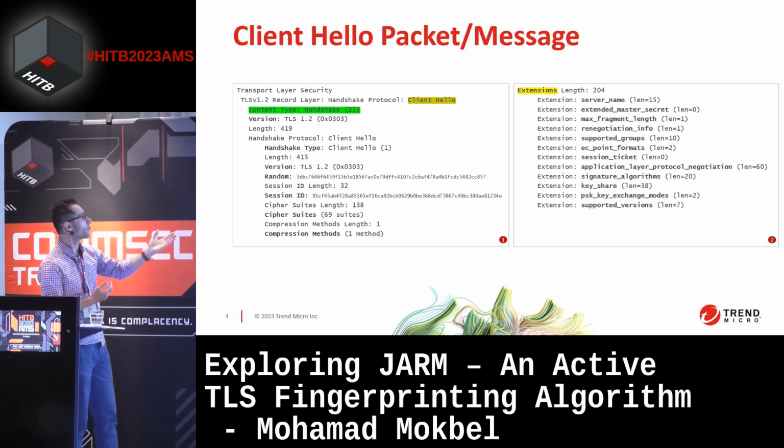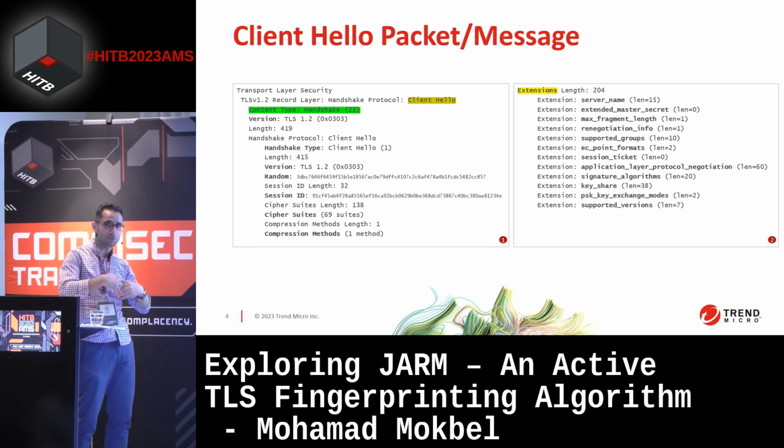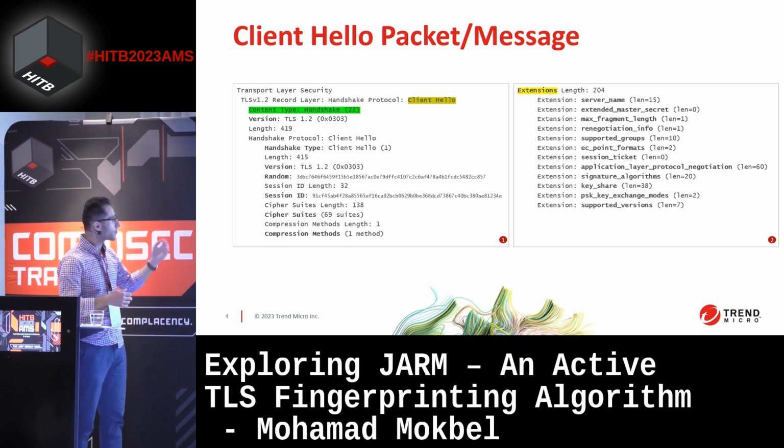So again, the handshake protocol is a client hello type. And then you've got the version, you've got the random 32 byte nonce. Then the session ID, which is random as well. And the list of cipher suites that the client is advertising to the server, that this is the list of cipher suites that it can accept. And it's up to the server to choose one of them. Okay. So in this case, it's 69 suites. Of course, you can have more. And then the compression method that the client is willing to negotiate.